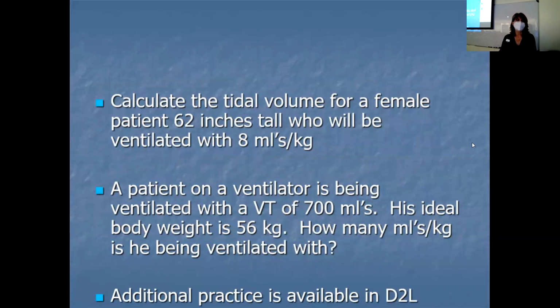Calculate the tidal volume for a female patient, 62 inches tall, who will be ventilated with 8 mLs per kilogram. So I'll give you a minute. Do you need light or can you see in the dark? I want to know what tidal volume you'd like to put this patient on the ventilator. It's a 62-inch female, and you're going to ventilate with 8 mLs per kilogram.